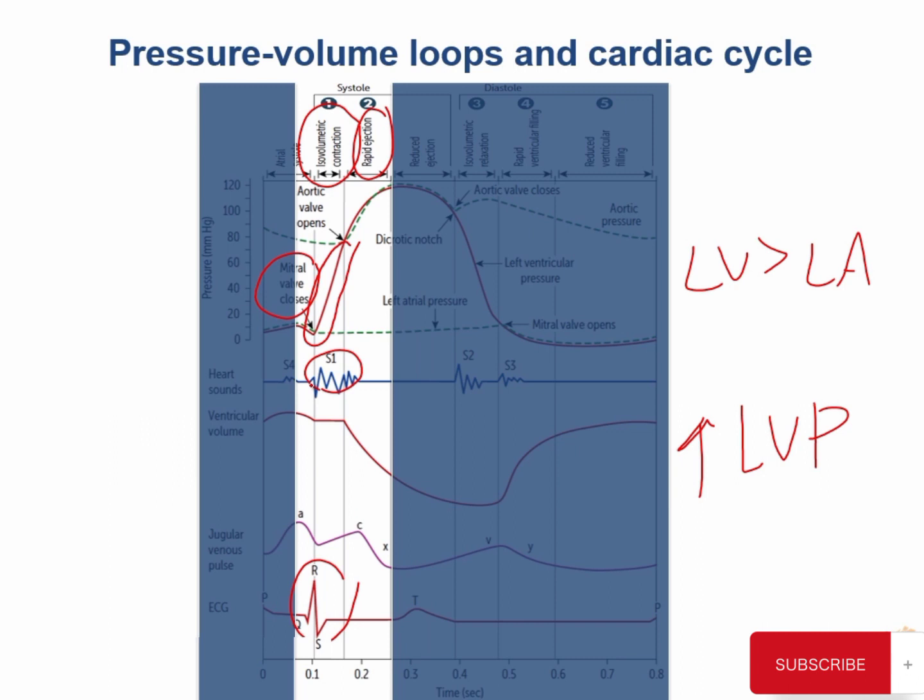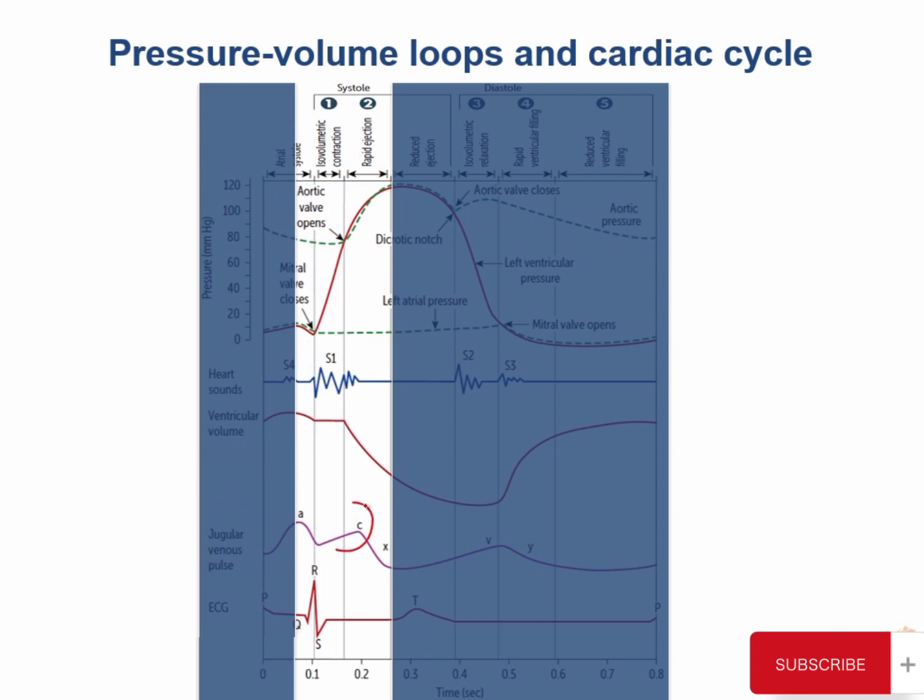Now the ventricle continues to contract until the pressure in the left ventricle is eventually going to exceed the pressure in the aorta. And at this point, the aortic valve is going to open. We can confirm this by also noting how the left ventricular volume is going to suddenly just drop, right? That's because we have ejection. This is the rapid ejection phase. What would you see in the JVP tracing at this point? All right, the C wave.